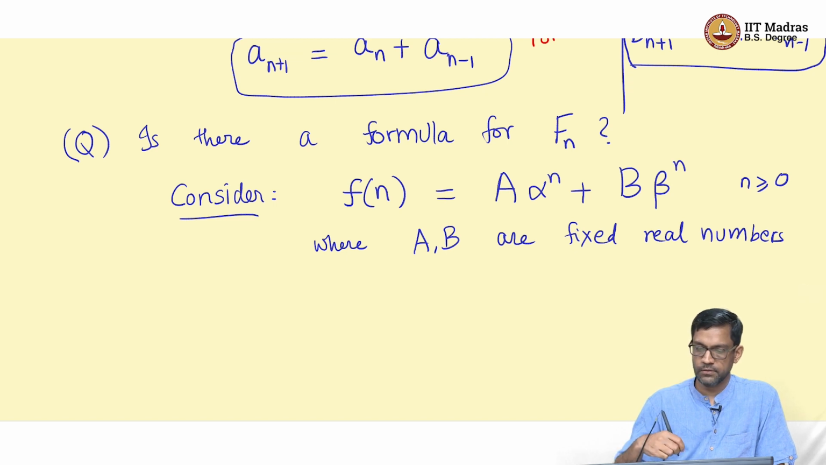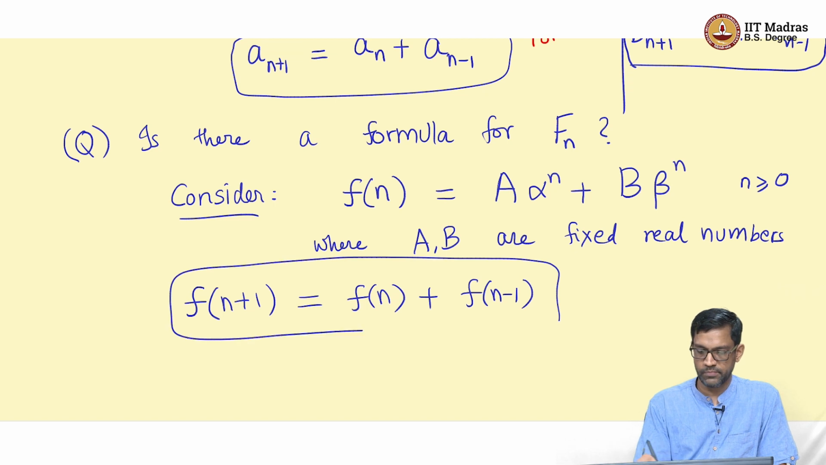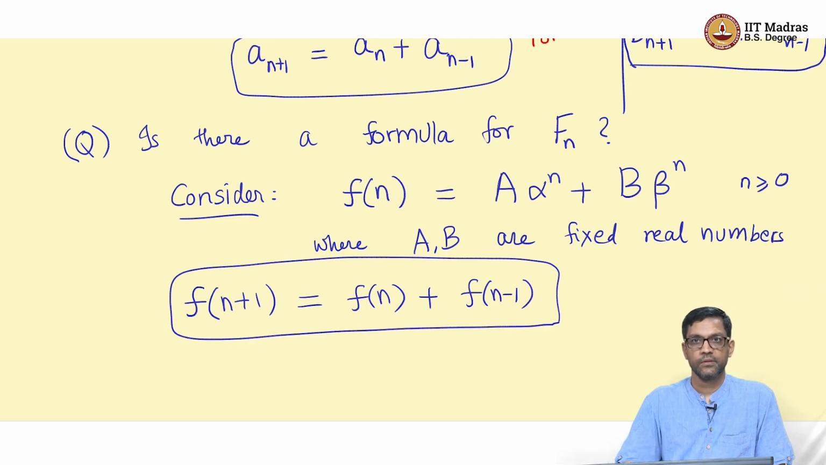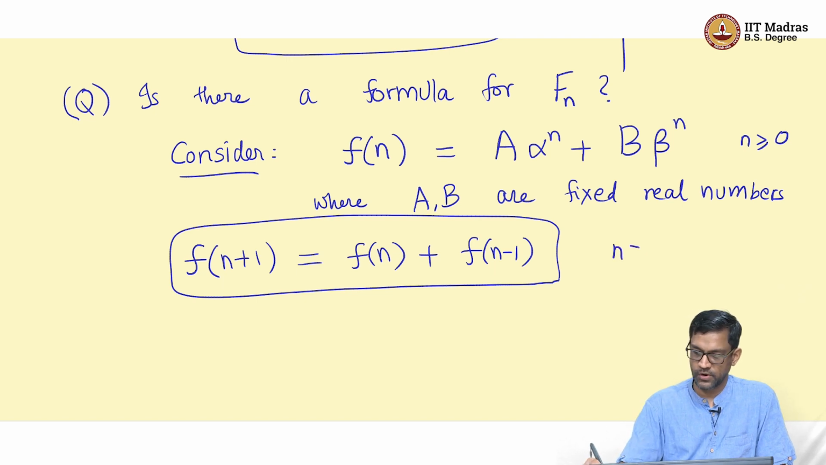So, here is our function f of n. Observe that this function also satisfies the Fibonacci recurrence. This is also true because a and b are just constants, and you can just collect term by term. So, we have constructed yet another sequence or function which satisfies the Fibonacci recurrence, for n greater than or equal to 1 now.